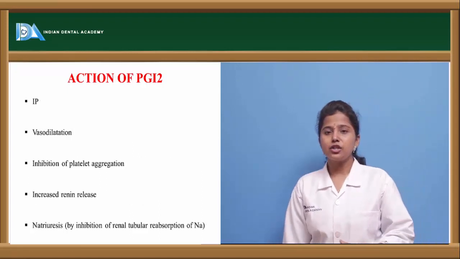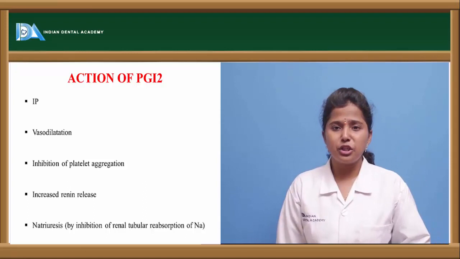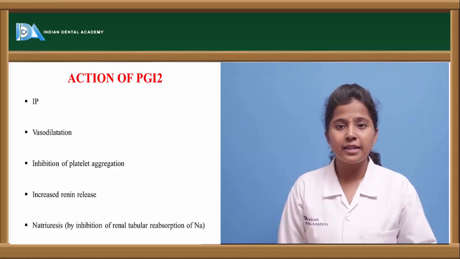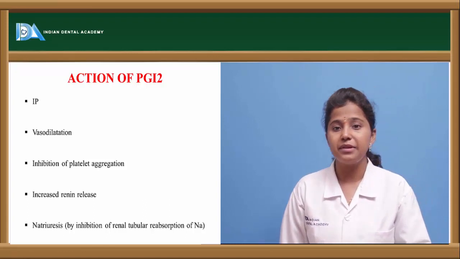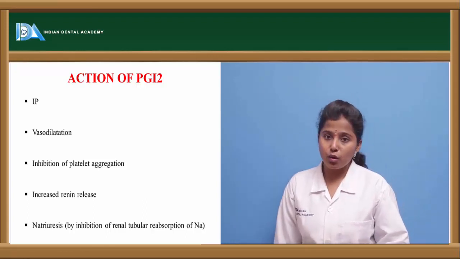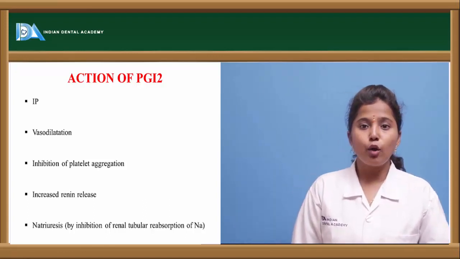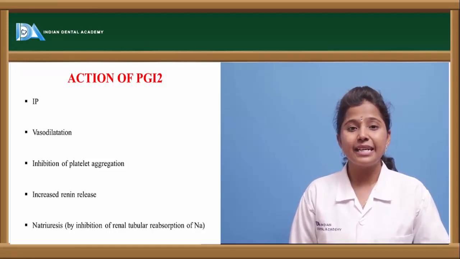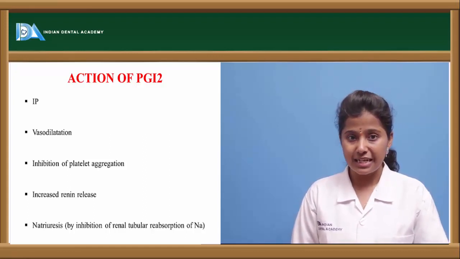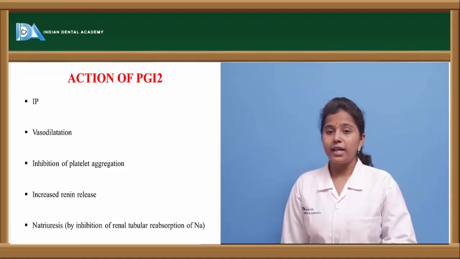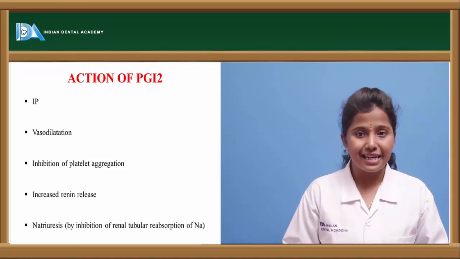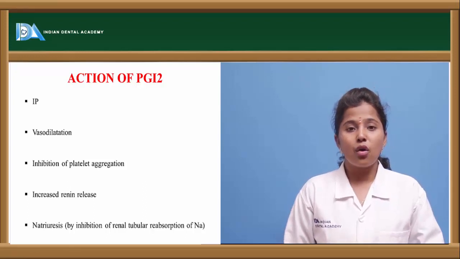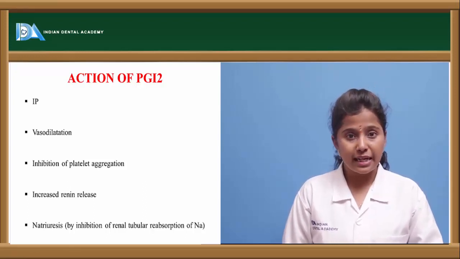Let us see the actions of PGI2. This PGI2 specifically binds to IP receptors only. It does not bind to other receptors like PGE2. It also causes vasodilation, and it also inhibits platelet aggregation. It has an additional action called increased renin release.